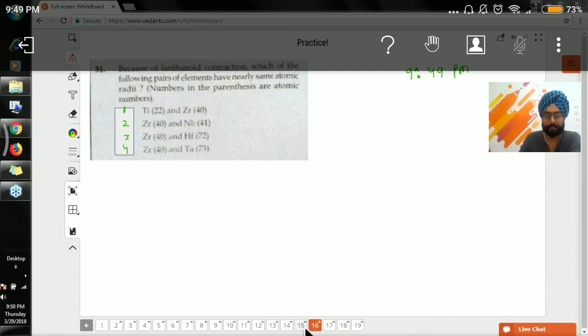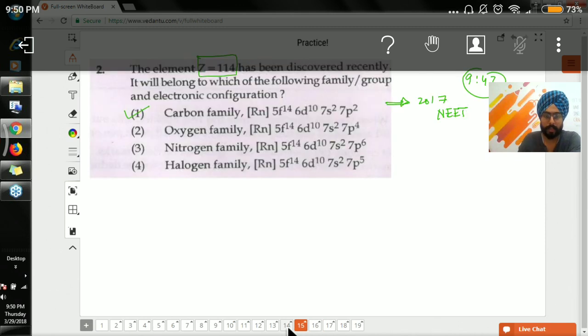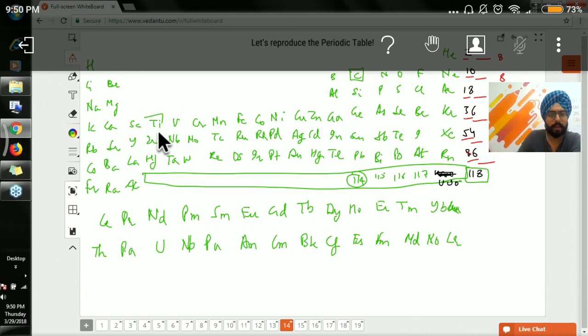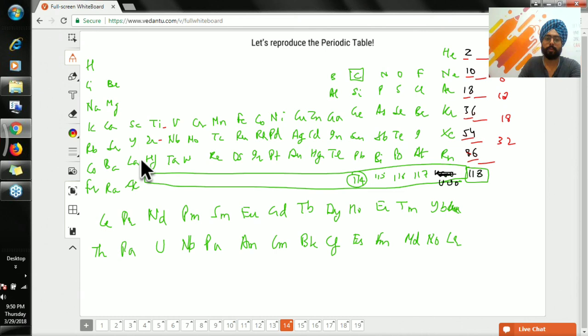Now let us go back to the periodic table. First of all, we will see titanium and zirconium. Titanium and then zirconium. There is no involvement of the F block here, so definitely not our answer. Yeah, so F block ना यहाँ शुरू हो रहा ना यहाँ शुरू हो रहा. The F block starts here. Yeah, so doesn't make sense at all.